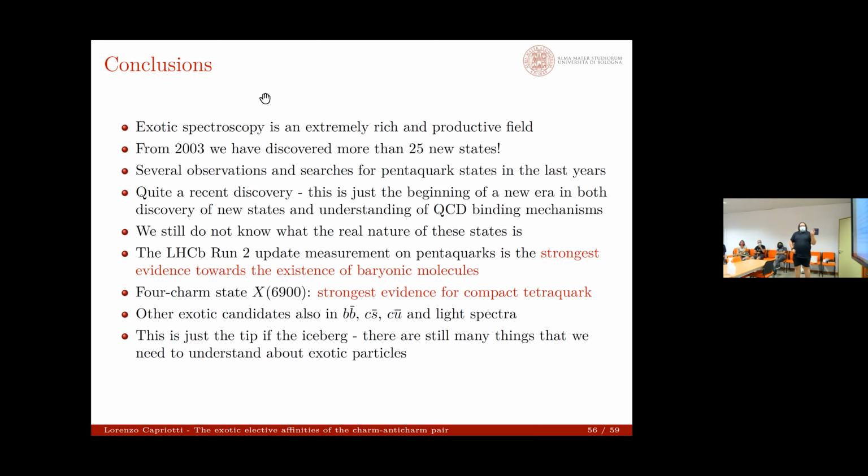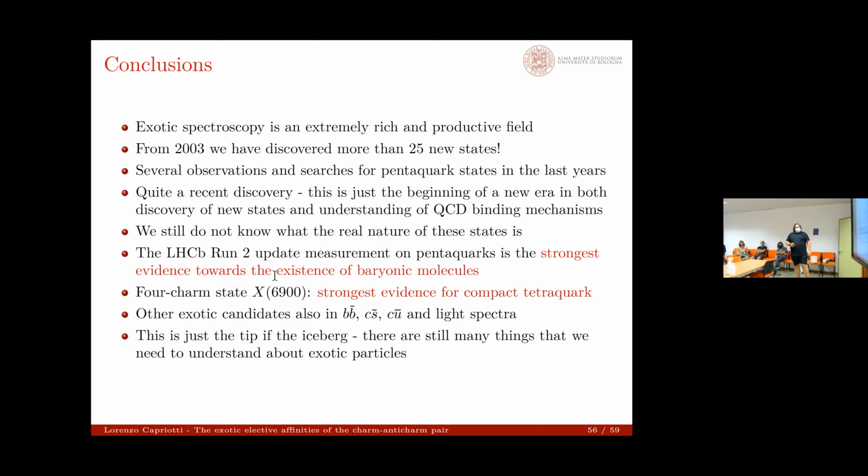So we don't know yet what the real nature of all these states is. We don't know if they're compact multiquarks, compact tetraquarks, compact pentaquarks. We don't know if they're molecules or if they could be something even more complex. We just don't know. And I just want to point out two things: the LHCb Run 2 update on pentaquarks is the strongest evidence towards the existence of molecular states, in this case baryonic molecules. And the 4-charm state that I just talked about is the strongest evidence for a compact tetraquark. So it looks like we're going somewhere.